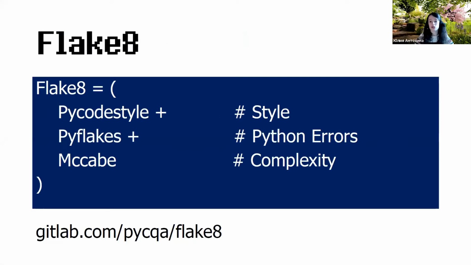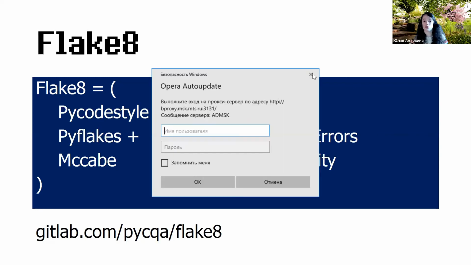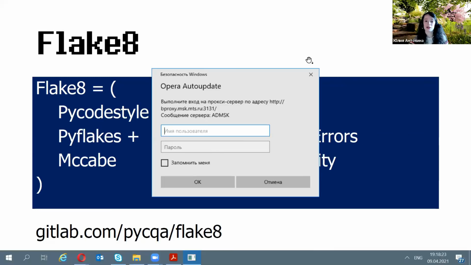Flake8 consists of three libraries. One checks style, one checks common Python issues, and one checks code complexity. That's why when you're using this library, it runs all these checks on your code, including complexity, which you may find very useful.